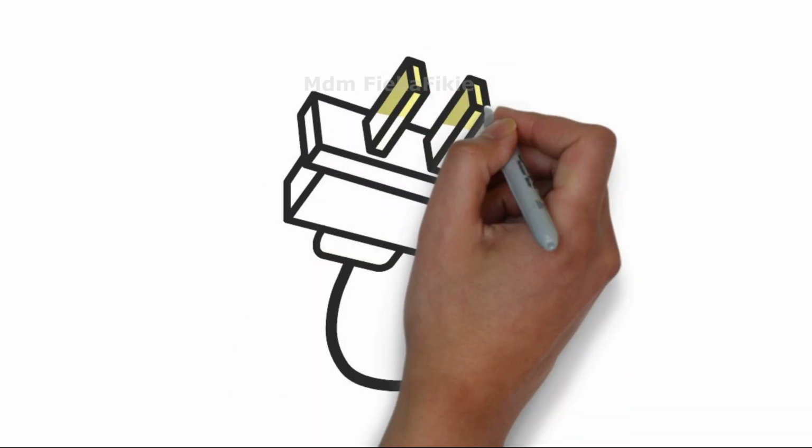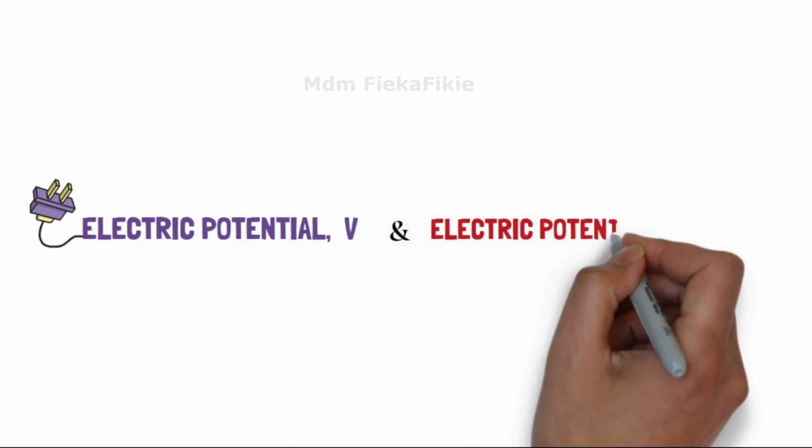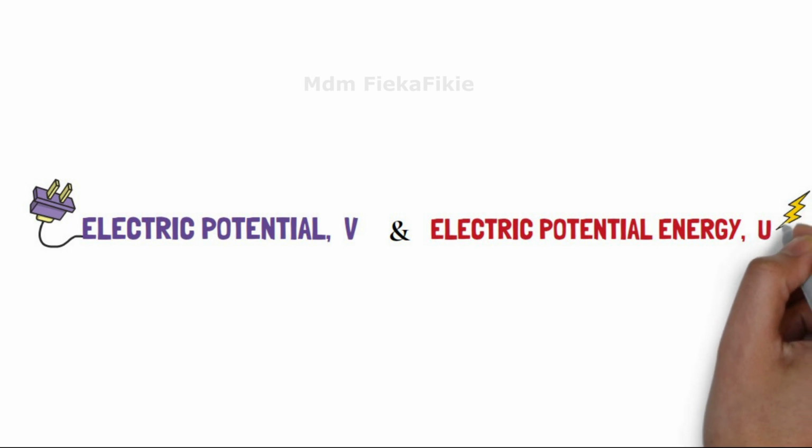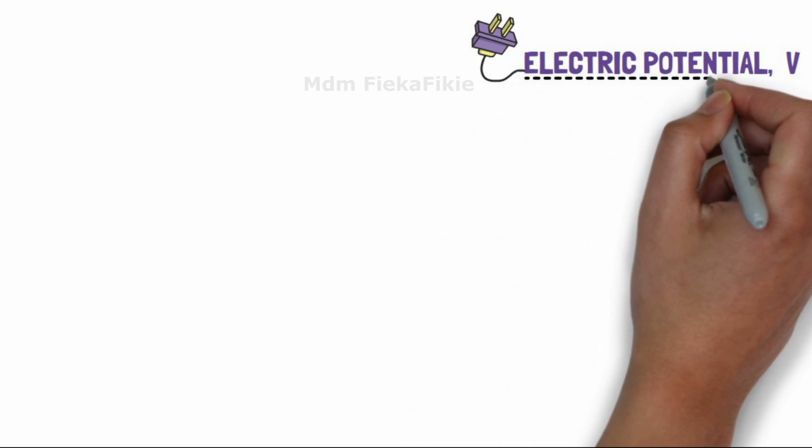Okey, dalam video kali ini kita akan tengok berkaitan dengan electric potential V and electric potential energy U. Jom kita mulakan dengan electric potential dulu. Electric potential is defined as the work done in bringing positive test charge from infinity to that point in the electric field per unit test charge.